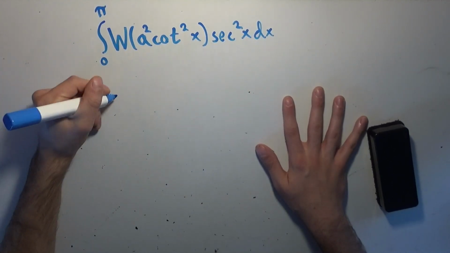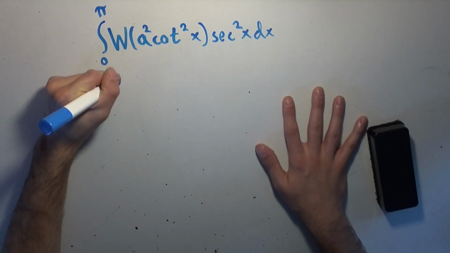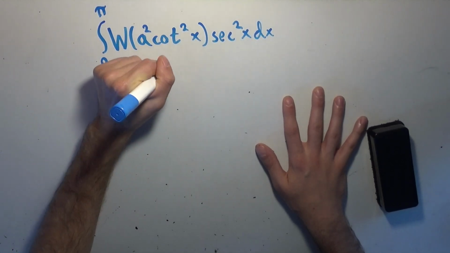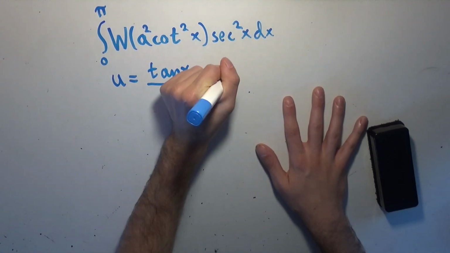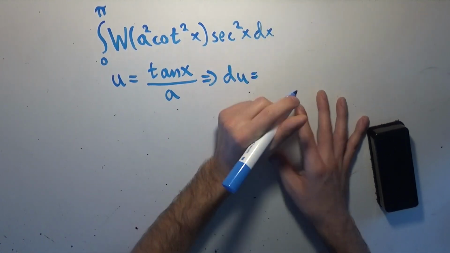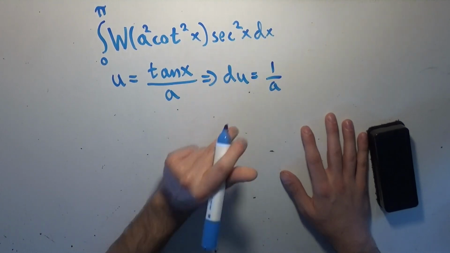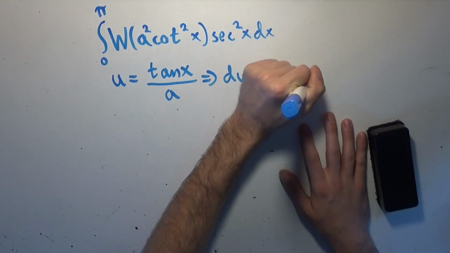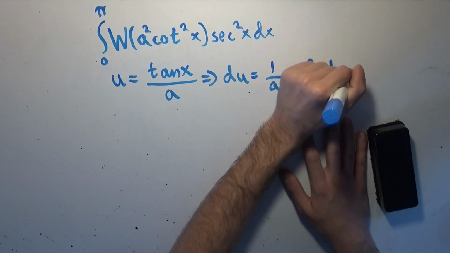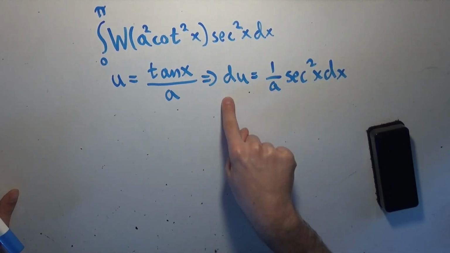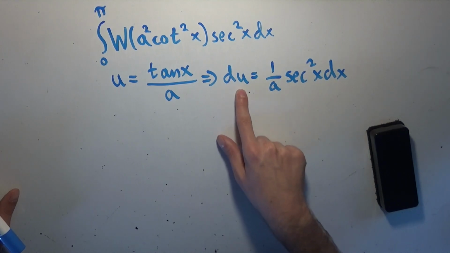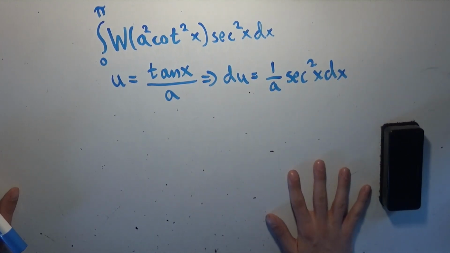So what we're going to do is make a simple substitution. We're going to let u equal tangent of x divided by a, which means that du becomes 1 over a times secant squared of x, right? Because that's the derivative of the tangent. Of course, the a isn't part of this, so we have to multiply the a over, and we actually get a times du equals secant squared of x dx.